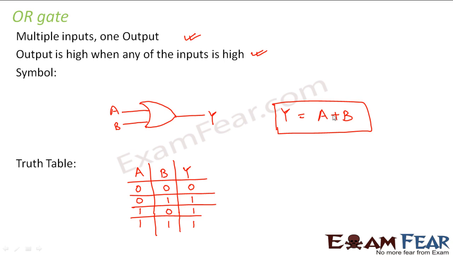Don't say that 1 plus 1 will be 2, because right now we are dealing with binary operations. And in binary operation, 1 plus 1 is 1. That means high plus high is high. So this will be the truth table for OR gate.